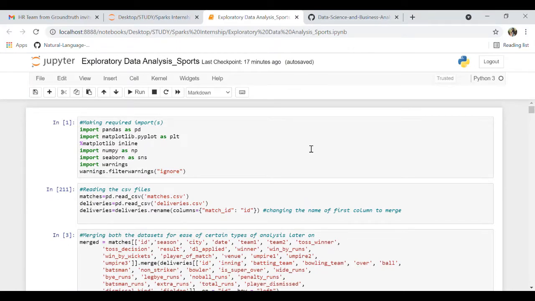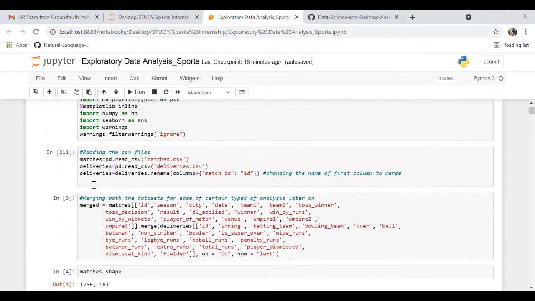Here I have a project which is exploratory data analysis using sports data. The objective of this project was to find out the most successful teams, players and factors contributing to a win or a loss, and also suggest the teams or players a company should endorse for its products. I have used Python in order to analyze the data.